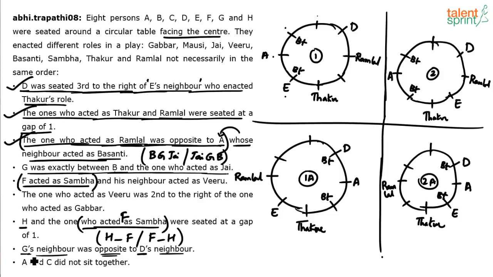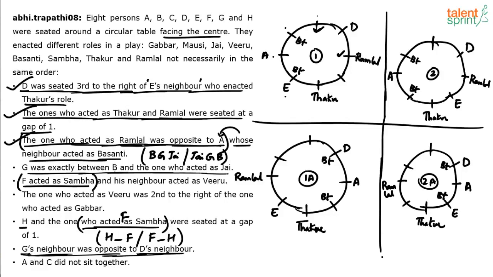Or maybe if you want, you can use the last point also. G's neighbor was opposite to D's neighbor. See, D's position is fixed now, right? So we can maybe fix G's position. I'm considering all the possibilities like this one and this one. We'll see which has to be used. See, who are D's neighbors? D's neighbors are these two positions. Now, these two positions where I have put tick marks are opposite to G's neighbor.